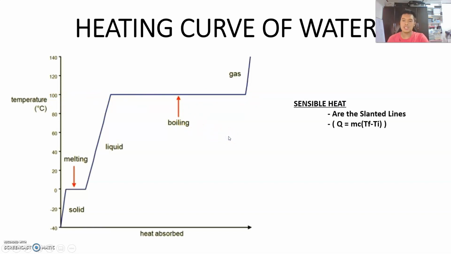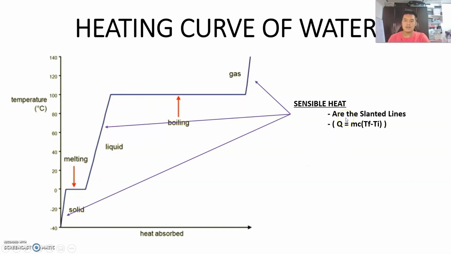Well, this is what we call sensible heat. Sensible heat is the slanted lines, this one and this one, referring to heat that is absorbed without phase change. This is represented by the formula mass times the heat capacity of the substance, not only water, times the temperature difference.